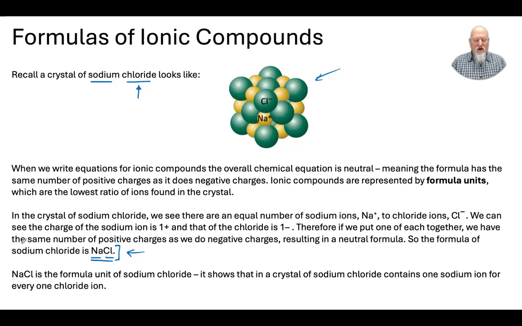The other thing we can see is that sodium ions are 1 plus, chloride ions are 1 minus. So if I take one of each, because there's one positive and one negative, when I make that formula of one each, it's a neutral thing. So that's what we're looking for. When we write formulas for ionic compounds, it's going to be the ratio of cations to anions that makes it neutral, and we're going to write it in the lowest possible ratio.